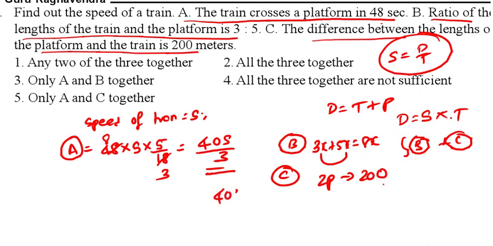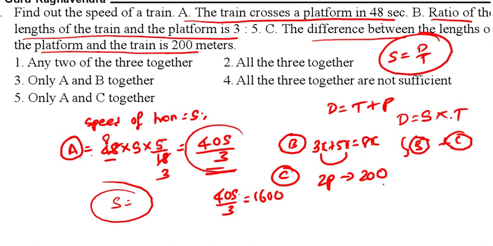Already the distance of the platform and the train is given as 40 S by 3. So based on this we can find the S value. Why is 40 S by 3 equal to the distance? Because in the first statement the train is crossing the platform in 48 seconds. This is time, this is speed. Time into speed is equal to distance. This distance is train length plus platform length.